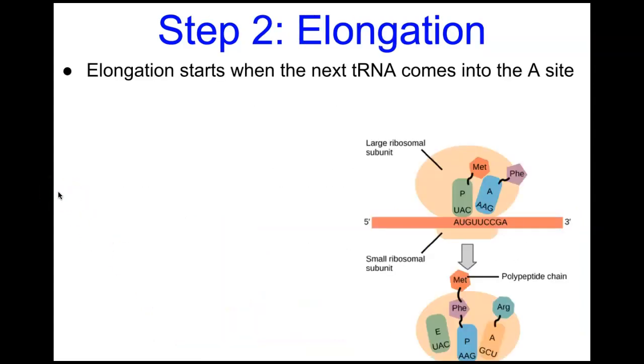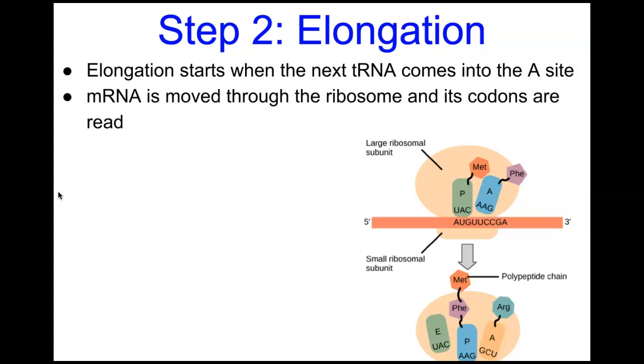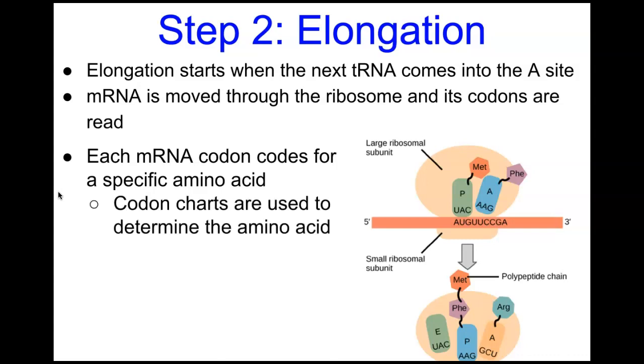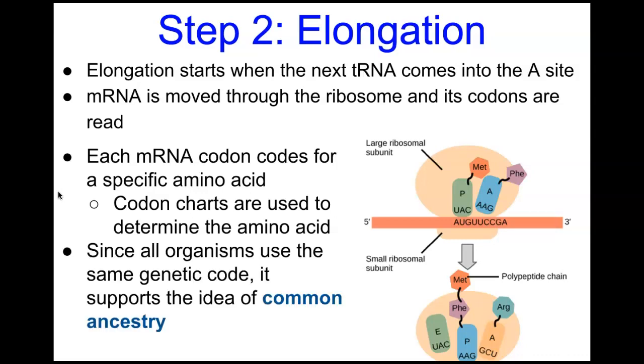The next step will be elongation. This would be elongating the polypeptide chain. So elongation starts when the next transfer RNA molecule moves into the A site of the ribosome. Messenger RNA is moved through the ribosome and its codons are read. Each messenger RNA codon codes for a specific amino acid that you could look up in the genetic code. The codon charts are used to determine the amino acid sequence of a growing polypeptide chain.